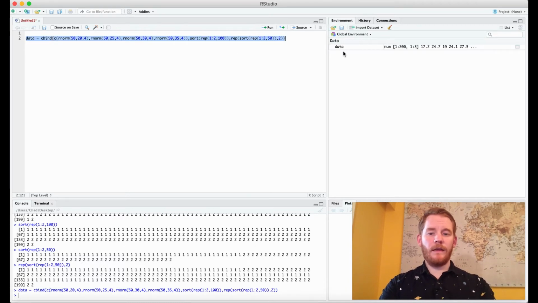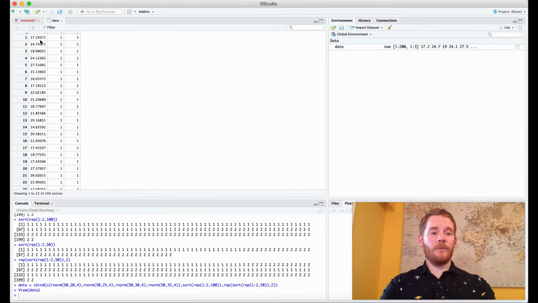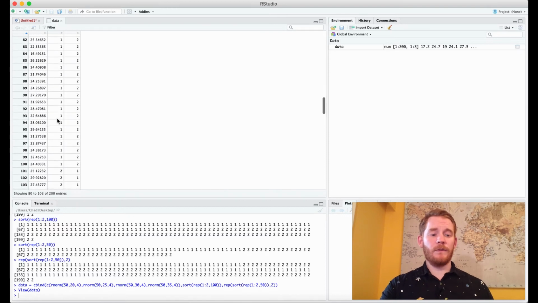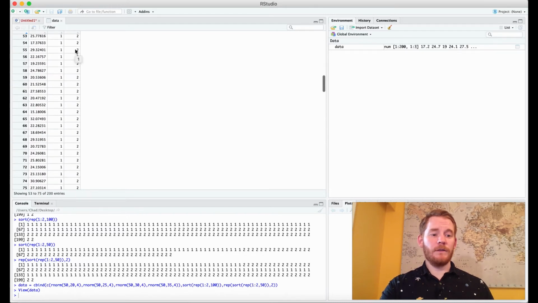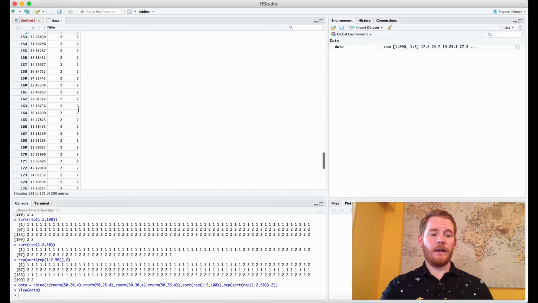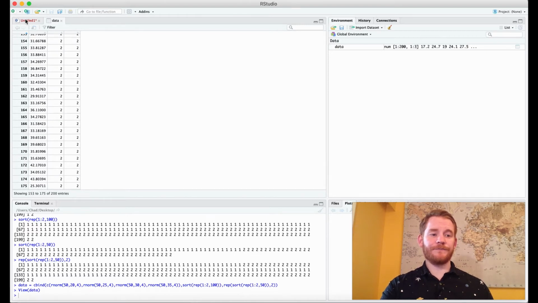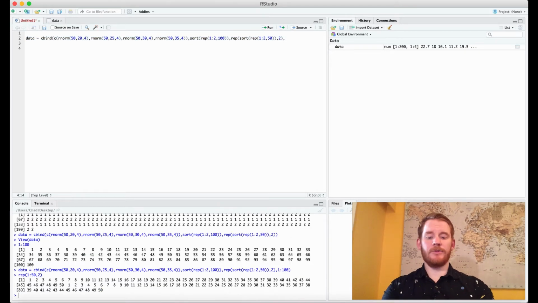And that is right here, where we have our scores, then we have our group, so group 1, group 2. And then we have our condition. So group 1 in condition 1, group 1 in condition 2, group 2 in condition 1, and group 2 in condition 2. Next, we need subject variables.